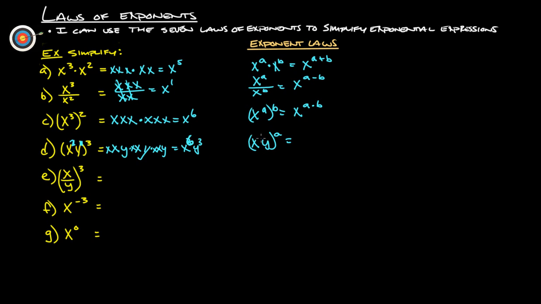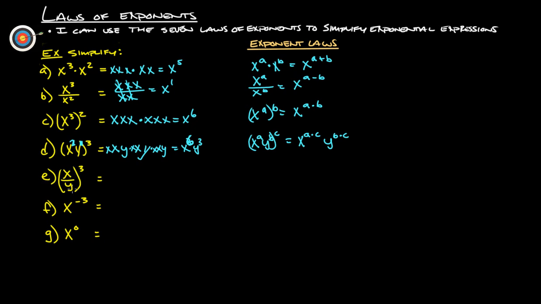So how would we write that here? Let's say x to the a, y to the b, and then it's all to the c power. That is going to be x to the a times c power, and it's going to be y to the b times c power. Okay? Kind of the same thing as what we had up there, but just so you know.